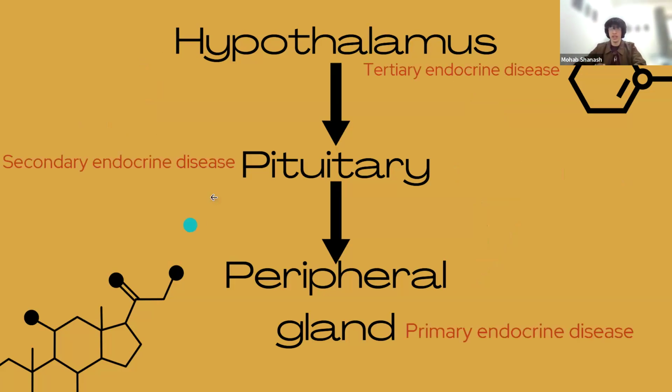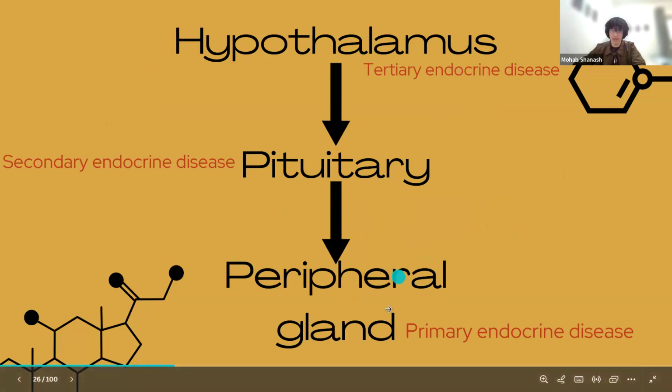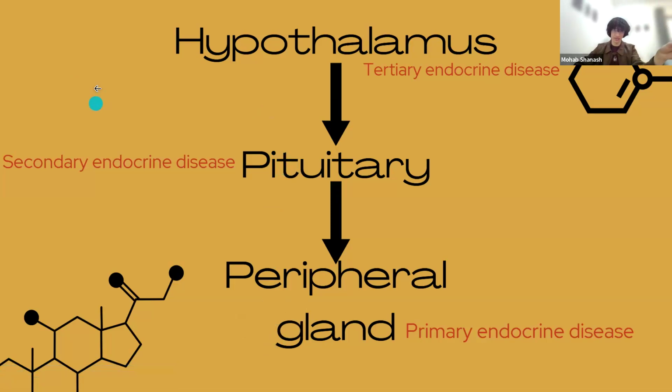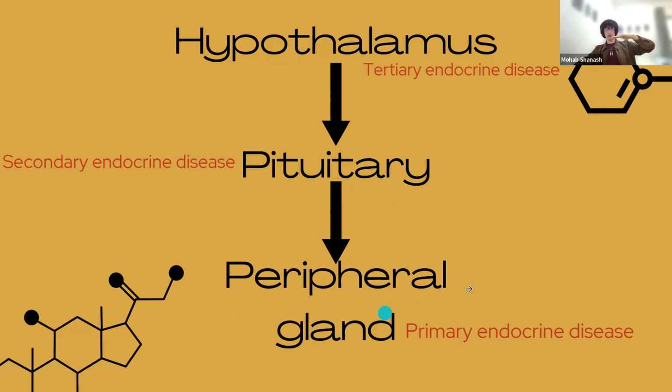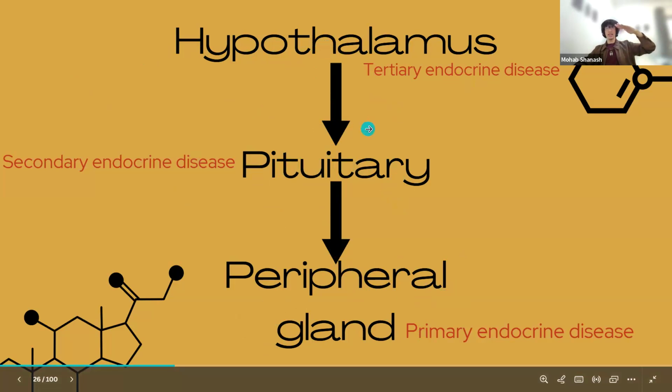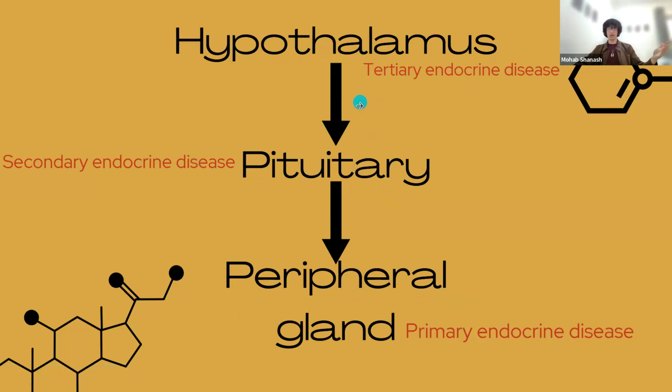Now, here's the thing. If we have a problem with a peripheral gland, it's called a primary endocrine disease. So this is where it starts for the diseases. Pituitary is our secondary endocrine disease. Hypothalamus is tertiary endocrine disease. Although this is where we start, 1, 2, 3, in terms of diseases, this is how we go the opposite way around. Now, this is important. As you go up each level, from primary to secondary or secondary to tertiary, the danger level gets higher.